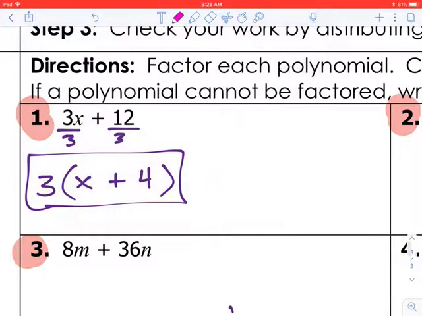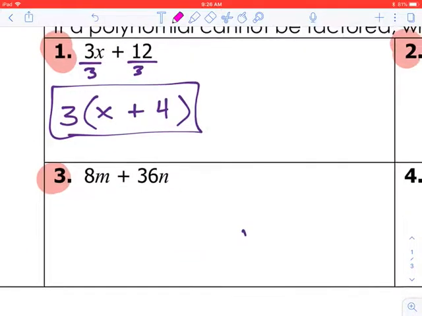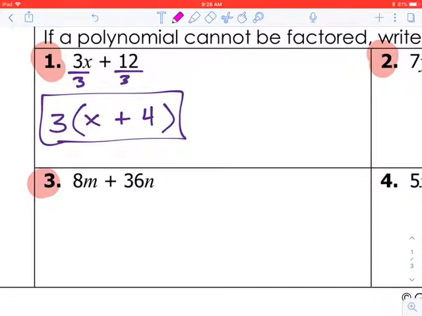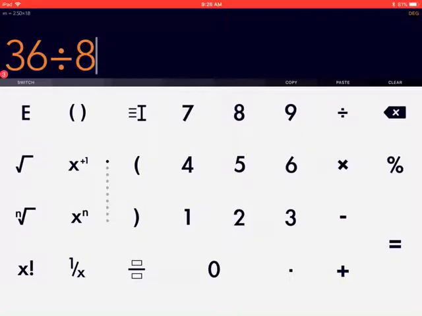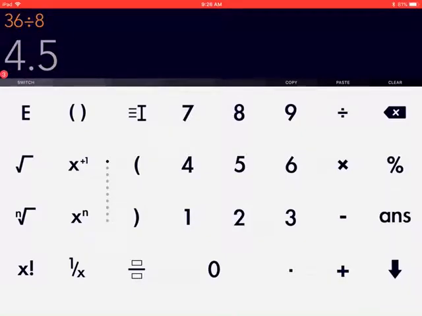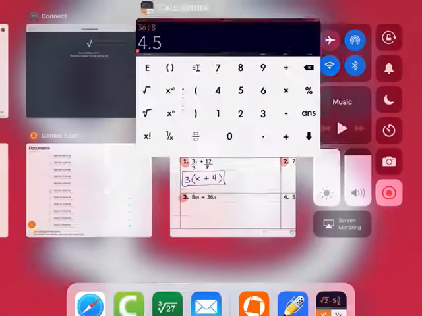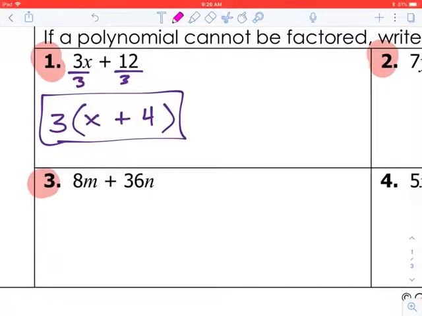Okay, so number 3, kind of the same deal. If I'm thinking, okay, 8, does 8 divide 36? Well, let's see. 36 divided by 8. Okay, not in this case. So, what else can divide by 8? 4. And 4 actually does divide 36. That's the greatest common factor.